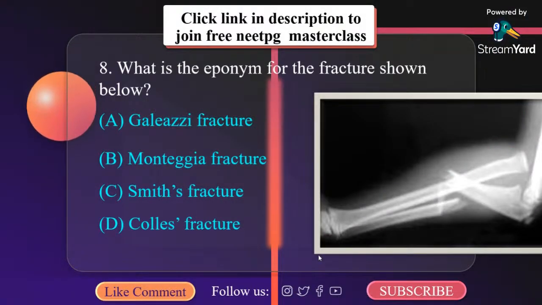What is the eponym for the fracture shown below? A. Galeazzi fracture, B. Monteggia fracture, C. Smith's fracture, D. Colles fracture. It is Monteggia's fracture.